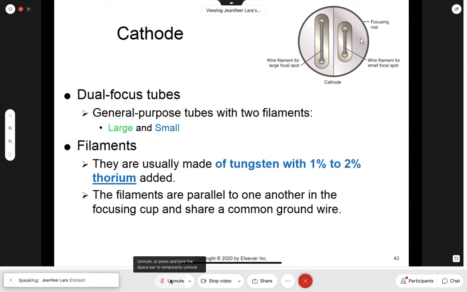Only one filament can be activated per exposure. You can only choose one at a time. Make sense? Okay, so they both do not operate at the same time. Only one can be chosen for each exposure.